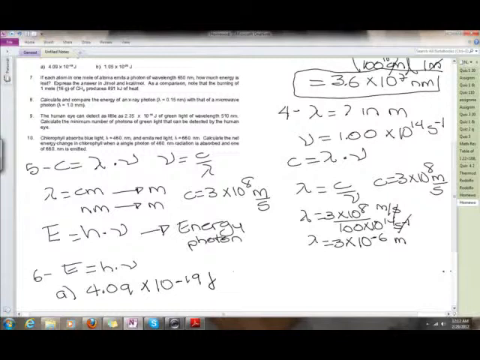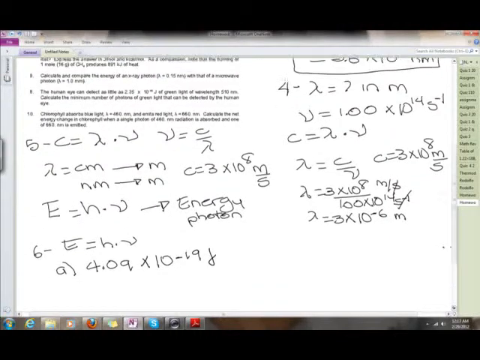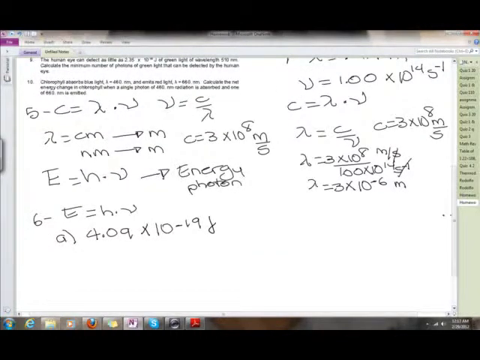So you go ahead and you find first the frequency. You have the Planck constant here. Let me write this down because it's problem number 6, so that way we can separate it. And then here they're giving you the energy of 4.09 by 10 to the minus 19.